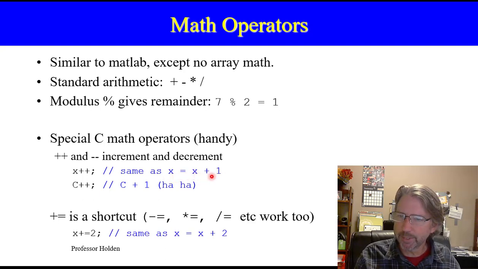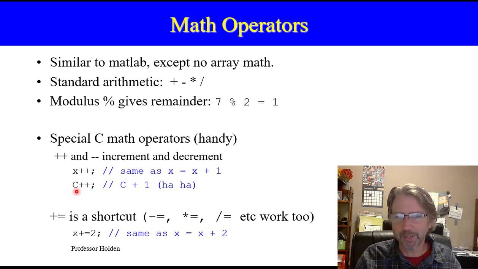Since this comes up a lot, there's just a shortcut to it. So x plus plus is exactly the same as typing x equals x plus 1. You can type this or you can type this, and your program will work exactly the same, but this is shorter. You'll see this in a lot of C programs, x plus plus, in loops and places like that.